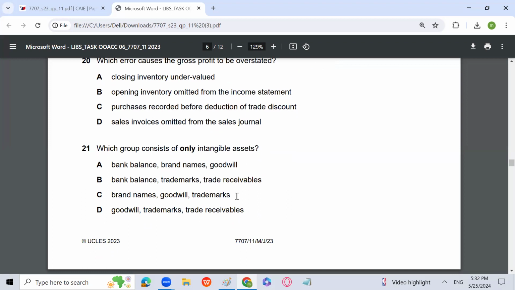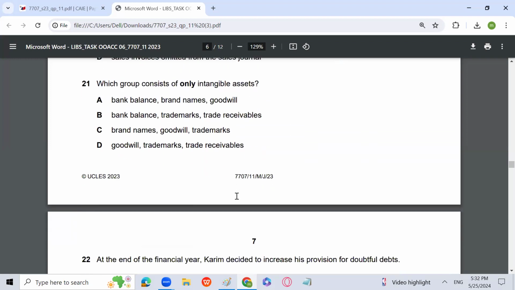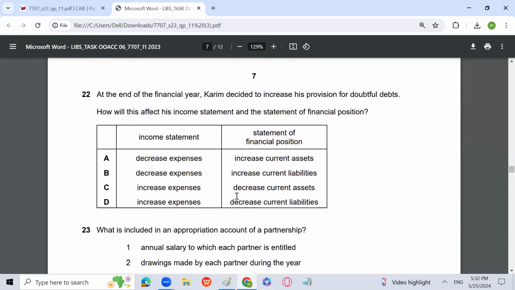Intangible assets are those assets which are untouchable. We can't touch them. And they are basically brand names, copyrights, goodwill, trademarks. So what will be the answer? Bank balance, brand name, goodwill; bank balance, trademark, trade receivable; brand name, goodwill, and trademarks. C is the answer. Brand name, goodwill, and trademarks are going to be our intangible assets.